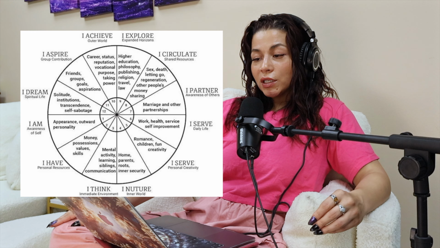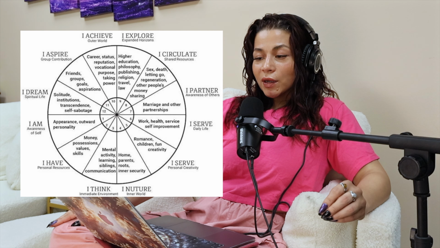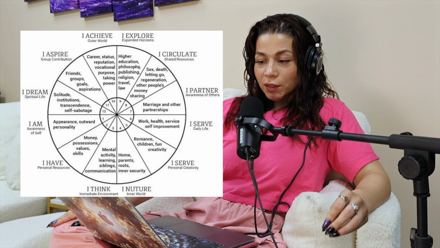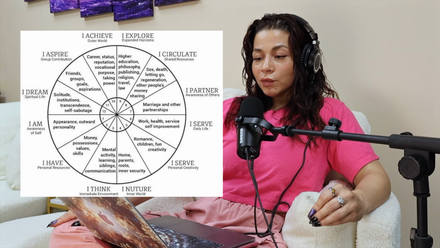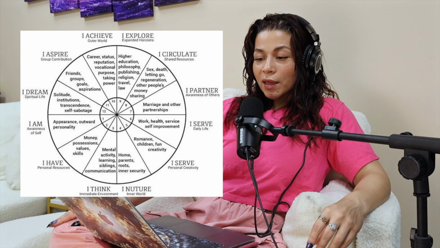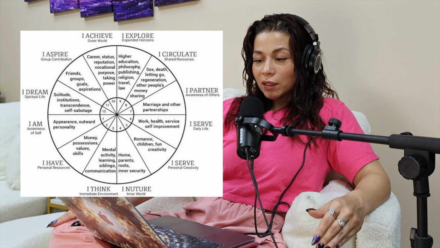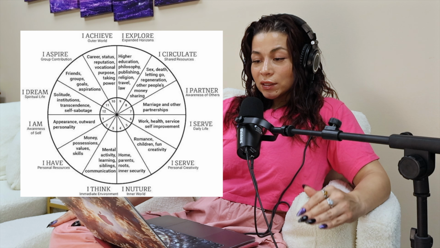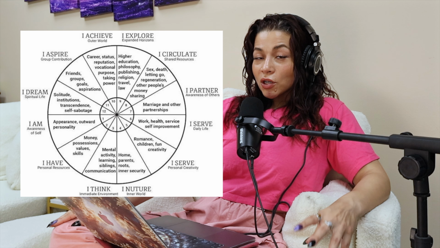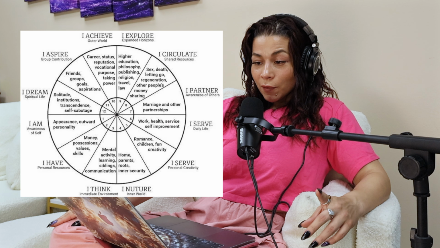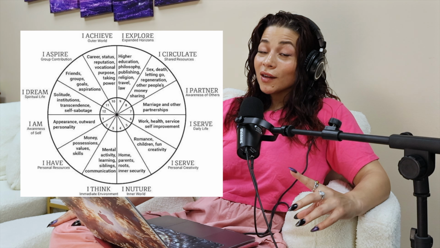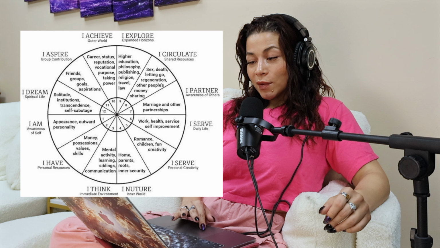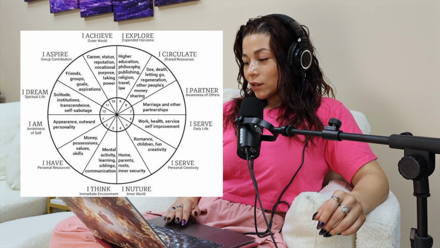10th house, I achieve: career, status, reputation, vocational purpose, taking power. 11th house, I aspire: friends, groups, goals, aspiration. 12th house, I dream: solitude, institutions, transcendence, self sabotage. Also, not on here, hidden enemies. And the seventh house would be open enemies. Keep that in mind as well. I do like to look at things for that too.